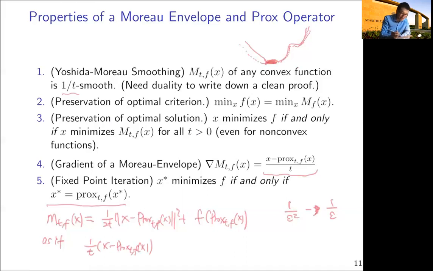So another connection that I want to point out is a special case when this f is an indicator function to a convex set. In this case we know that the proximal map becomes simply the projection to the convex set, in which case we know that the gradient looks like x minus projection to C of x, divided by t.